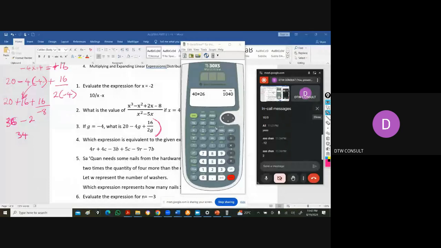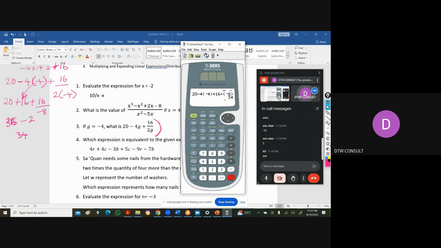Let's take a look at how we can use our calculator for this. It's always good when you're in the GED test to simply write down your values like this, put in the 4, then start punching into your calculator. So you have here 20 minus 4 in parentheses, negative 4, close the parentheses, plus 16 divided by 2 times this will be 8. 16 divided by, in parentheses, negative 8, close the parentheses, enter.